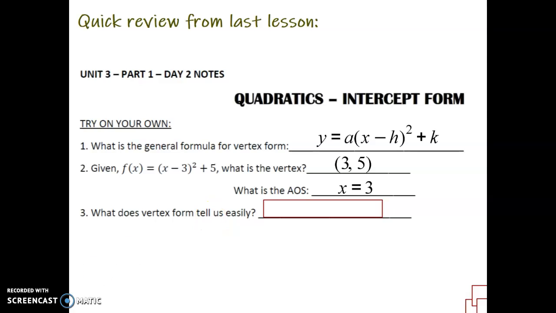All right, what do we determine from vertex form? Well, there are two things that we can find from vertex form. The vertex obviously comes from vertex form, right? We found it with h and k. And the axis of symmetry also comes from vertex form because the axis of symmetry goes through the vertex.